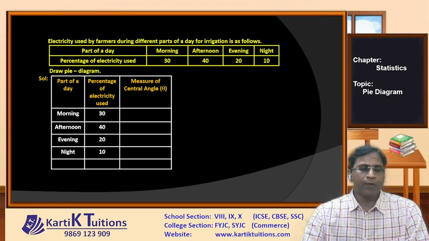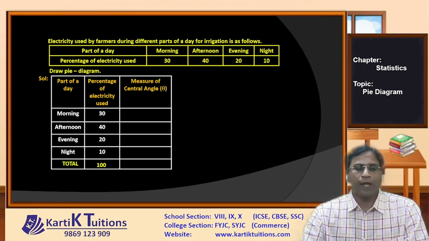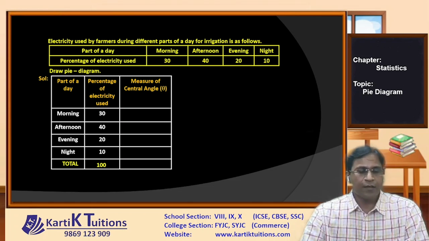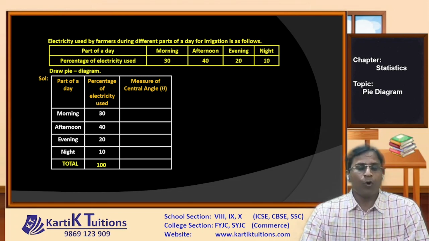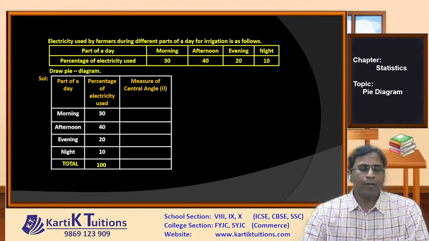30 plus 40 plus 20 plus 10 gives us 100. Now the calculation has become easy. Sir, how? See, what is the formula? Data upon total into 360. So here it will become 30 upon 100 into 360. Both zeros will cancel. So basically we are left with what? 3 into 36. That will give us 108 degree.